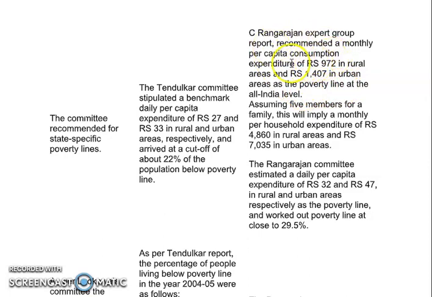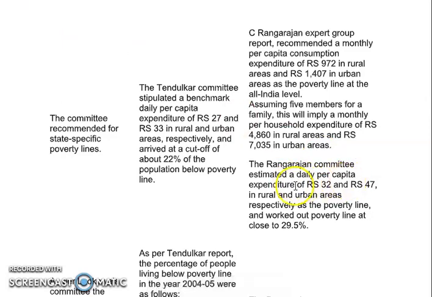The Rangarajan committee estimated poverty on the basis of the monthly per capita consumption expenditure. For the Tendulkar committee, we have to consider the daily per capita expenditure of rupees 27. The Rangarajan committee recommended a monthly per capita consumption expenditure of rupees 972 in rural area and rupees 1407 in urban area as the poverty line. Assuming 5 members for a family, this will imply a monthly per household expenditure of rupees 4,860 in rural areas and rupees 7,035 in urban areas.